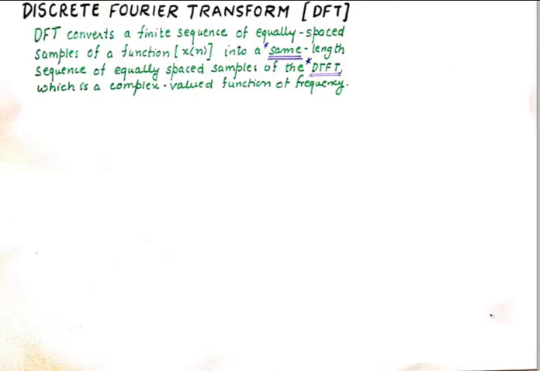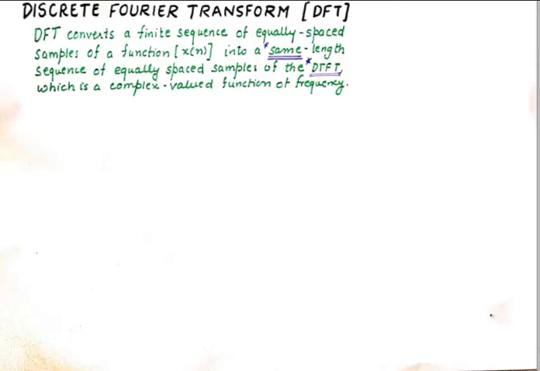Let's look at the definition of DFT. It's a transform that converts one finite sequence of equally spaced samples of a function x of n into a same length sequence of equally spaced samples of the DTFT, which is a complex valued function of frequency.